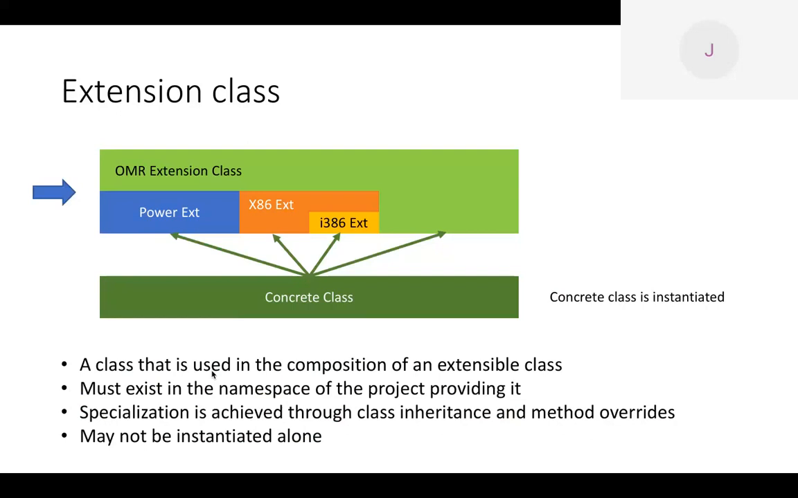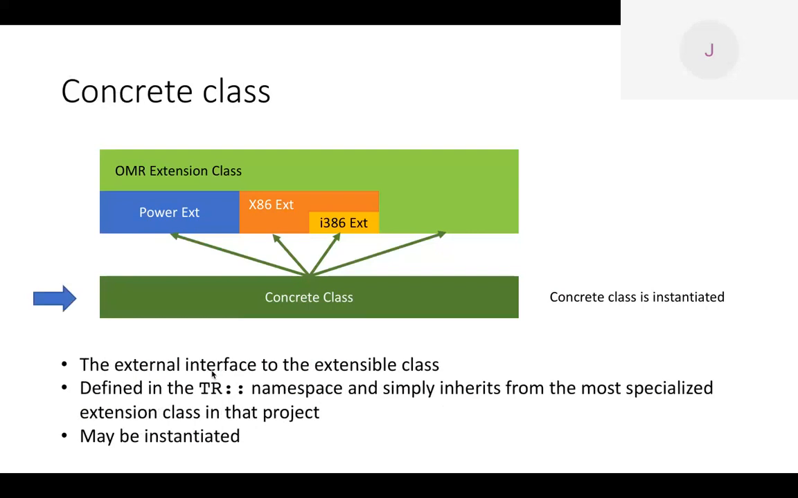And the thing about the extension classes is that they should never actually be instantiated themselves. The only place where they should be instantiated is through subclassing them. Like if this class is called my extension class, you should never actually have to create an OMR my extension class. You should only ever be instantiating the concrete class, which is what this is trying to say.